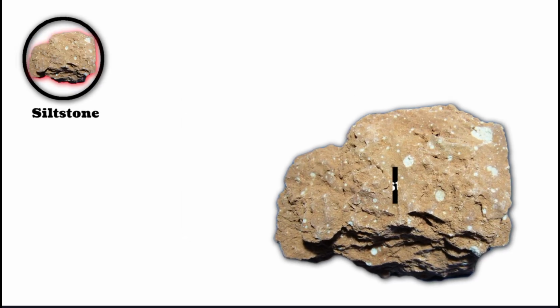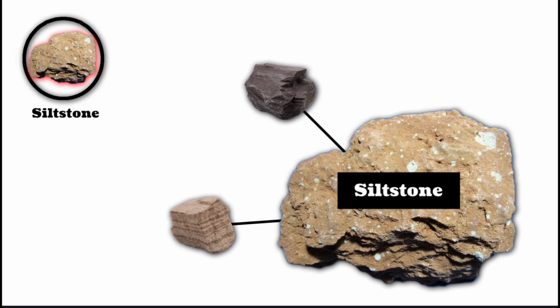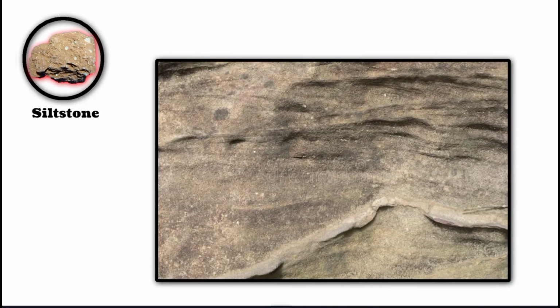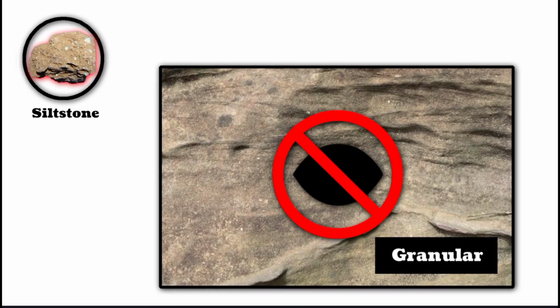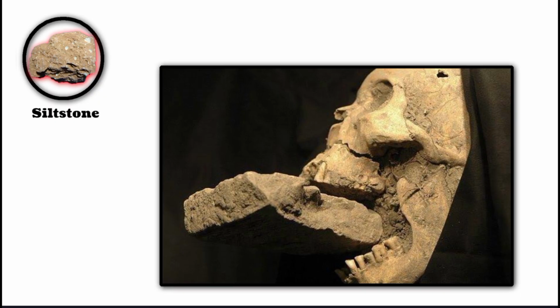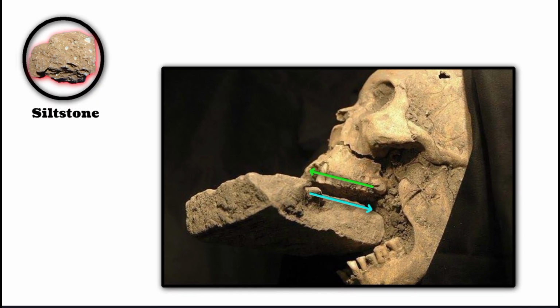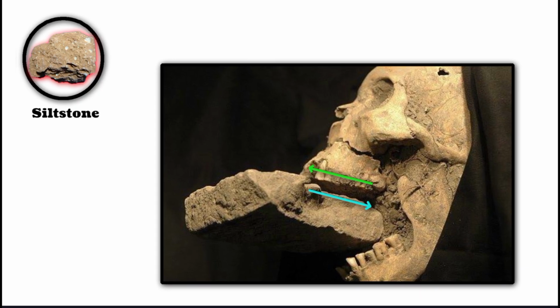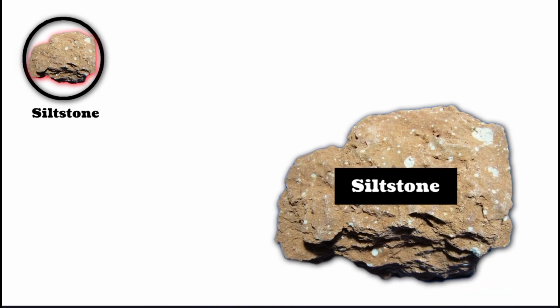Number 3. Siltstone, sitting right between shale and sandstone. In terms of texture, siltstone is made of grains that are too small to see with the naked eye, but too large to be called clay. If you were to chew a tiny piece, not recommended, it would feel gritty against your teeth, whereas shale would feel smooth. It usually appears in thicker, less brittle blocks than shale.